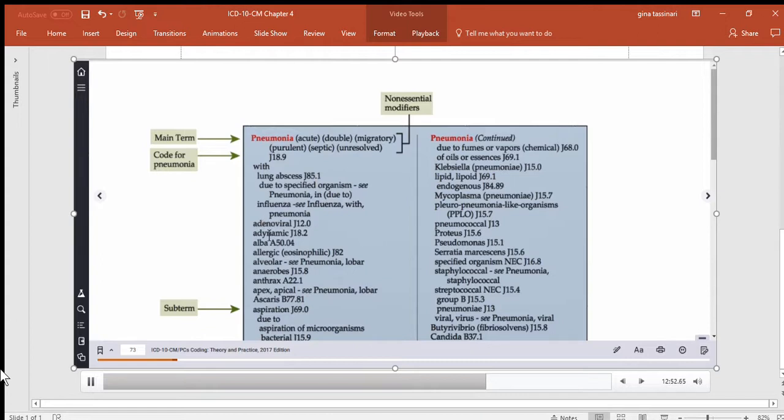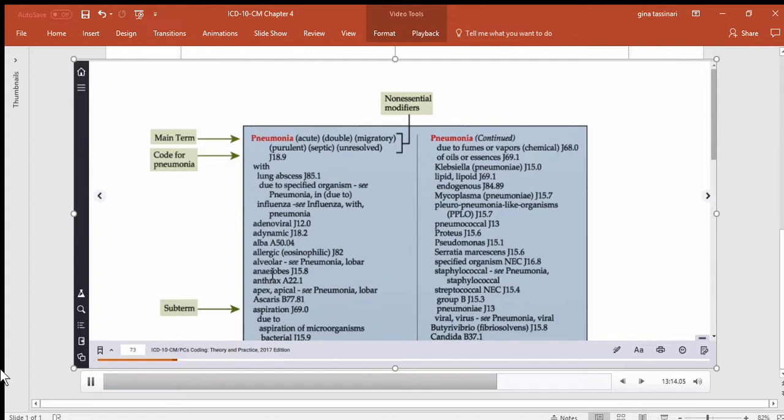That would apply to any one of these, right? These are all subcategories. Subterms, sorry. These are all subterms. Because it's pointing to aspiration, that's not the only subterm in here. It's just pointing to it as an example. These are all subterms that are indented to the main term.